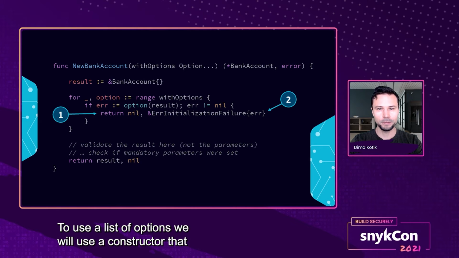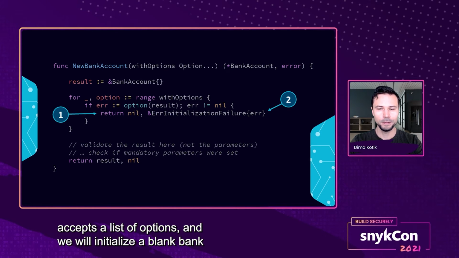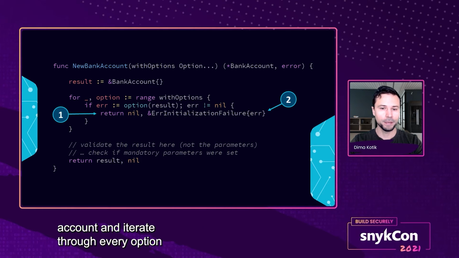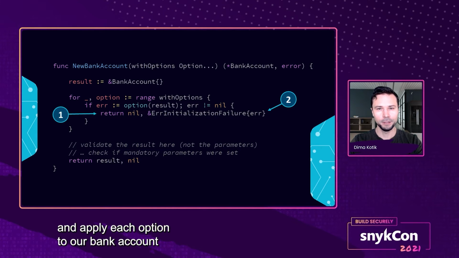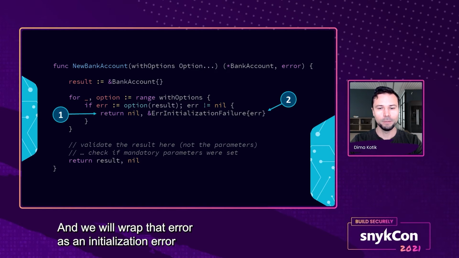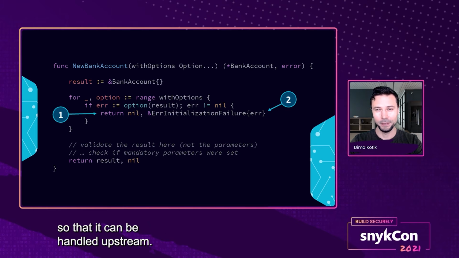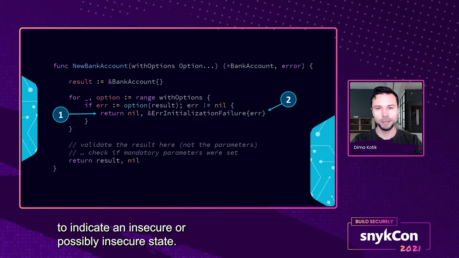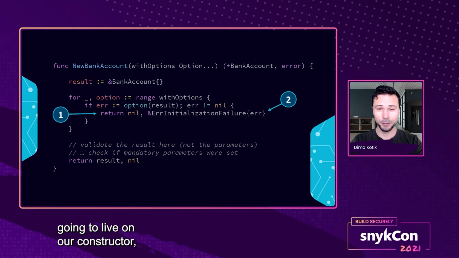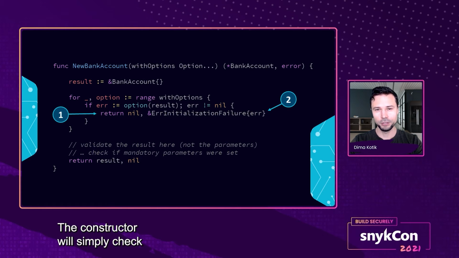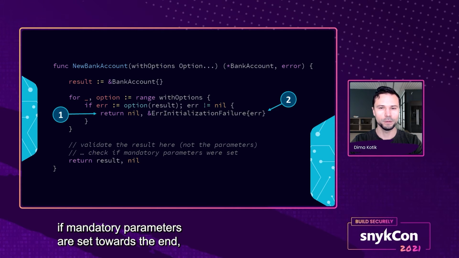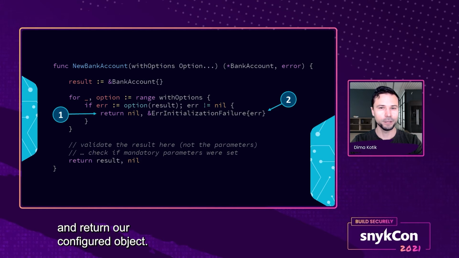To use a list of options, we will use a constructor that accepts a list of options, and we will initialize a blank bank account and iterate through every option and apply each option to our bank account until an error occurs. And we will wrap that error as an initialization error so that it can be handled upstream. If an error does occur, we want to interrupt the execution to indicate an insecure or possibly insecure state. Notice that our validation code is not going to live in our constructor. We will move all of it into the options. The constructor will simply check if mandatory parameters are set towards the end and return our configured object.